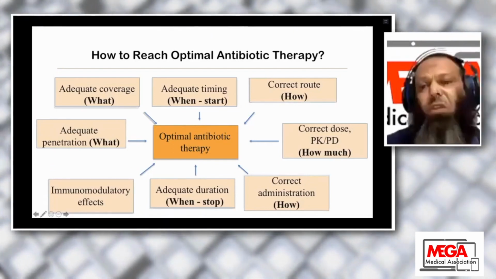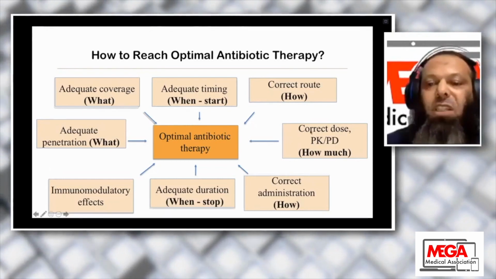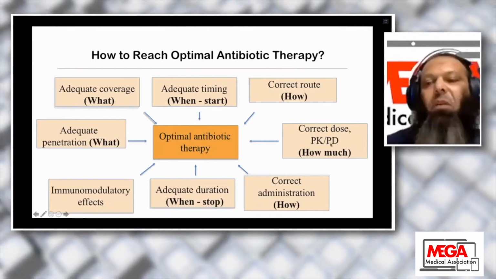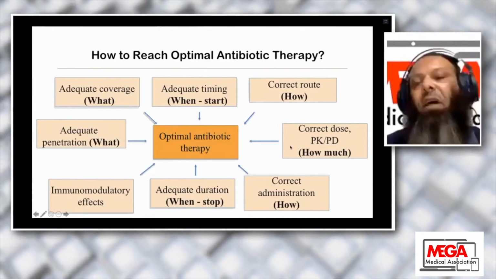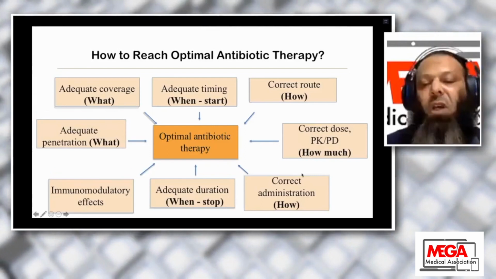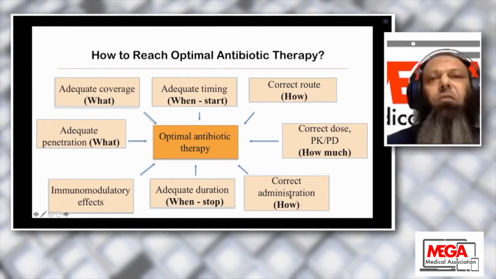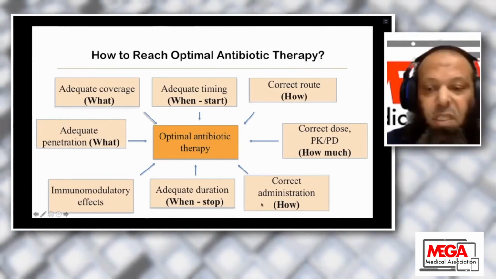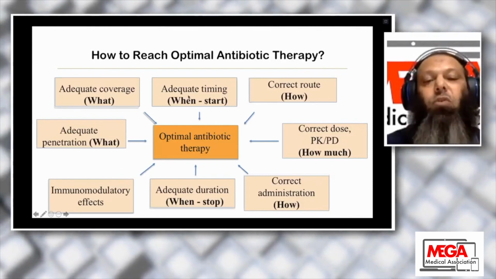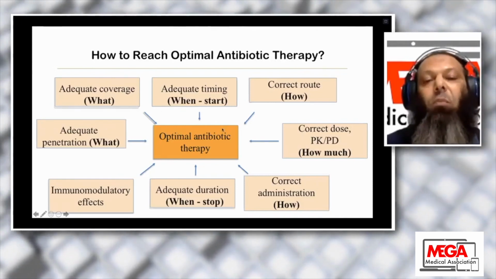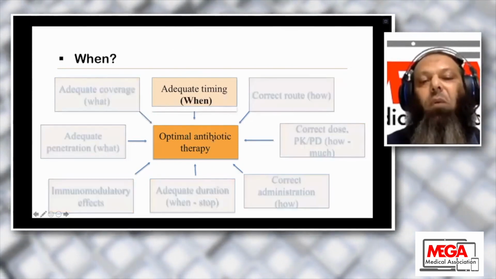Of course, for a septic patient, you are relying on IV. So this is how. For the correct dose and the pharmacokinetics and pharmacodynamics that affect your antibiotics, this is how much. What is the correct administration, prolonged infusion or extended infusion? This is how. And what are the immunomodulatory effects? Those are the components that determine the optimal antibiotic therapy.